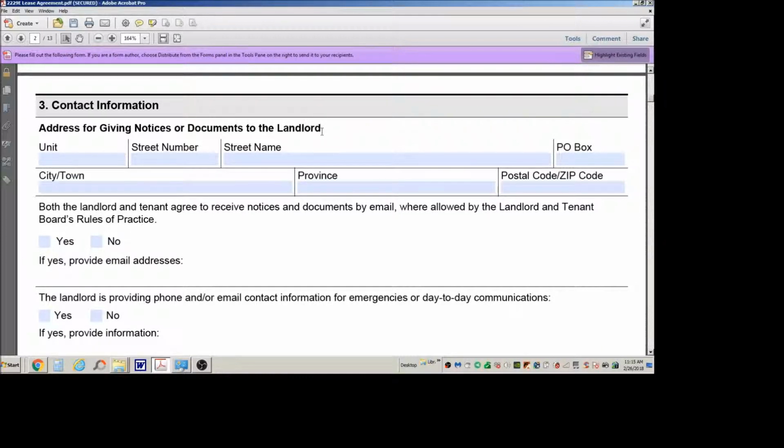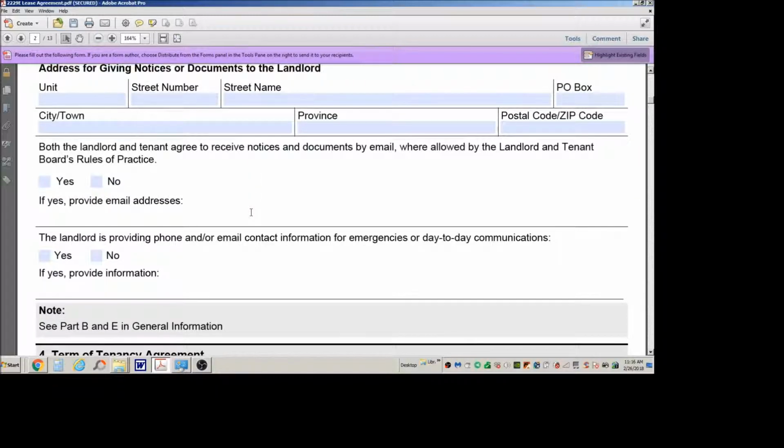Now, this is the address for giving notices or documents to the landlord. So for example, let's say a student is renting your unit. You would probably want their permanent address, which would probably be their parents' address. So you would put that here, depending on the situation.